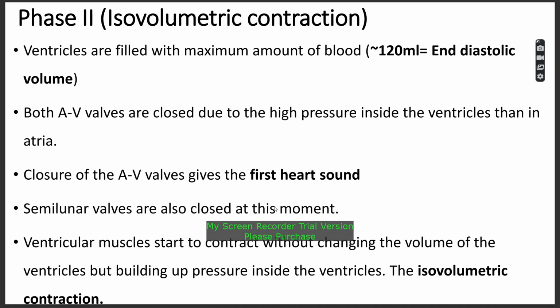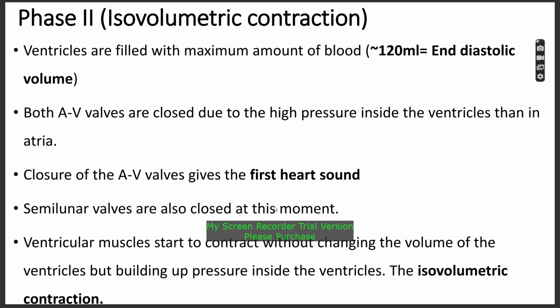Phase 2, isovolumetric contraction. Ventricles are filled with the maximum amount of blood. You can see that both AV valves are closed due to higher pressure inside the ventricles than in the atria. Both AV valves are closed due to high pressure.